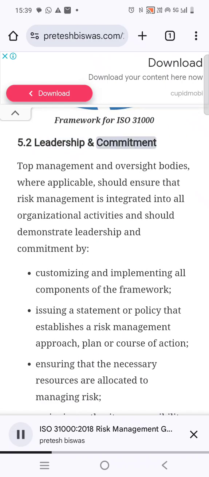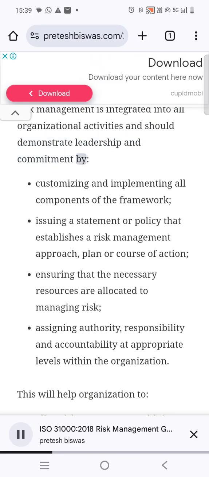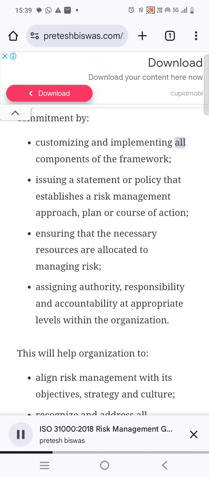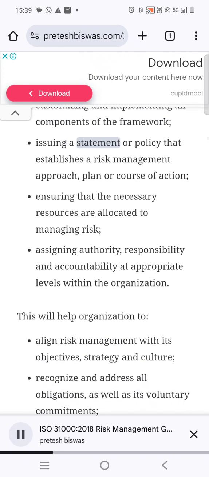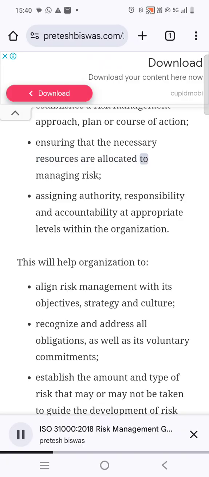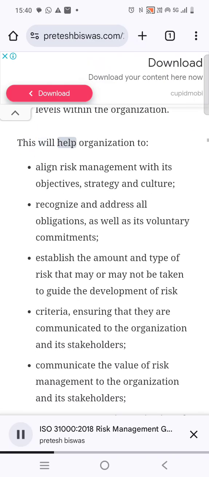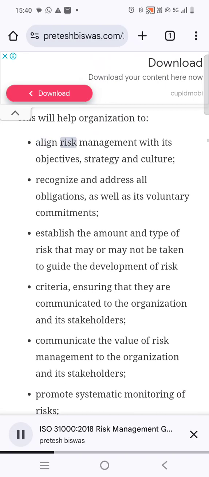5.2 Leadership and commitment. Top management and oversight bodies, where applicable, should ensure that risk management is integrated into all organizational activities and should demonstrate leadership and commitment by customizing and implementing all components of the framework. Issuing a statement or policy that establishes a risk management approach, plan or course of action. Ensuring that the necessary resources are allocated to managing risk. Assigning authority, responsibility and accountability at appropriate levels within the organization. This will help the organization to align risk management with its objectives, strategy and culture.